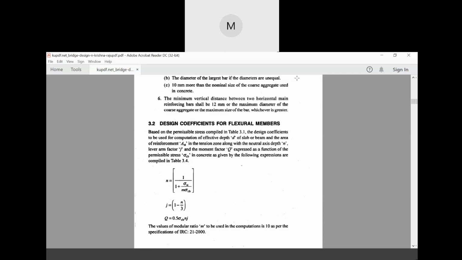Fine. Now, if you can see, the design coefficients can be used for computing of effective depth D for slab or beam on an area of reinforcement AST in the tension zone along with the neutral axis depth N and lever arm factor J and the moment factor Q. Okay. Now, if you have to find out N, first of all, what is N? So, this is the neutral axis depth. Do you know what is neutral axis?